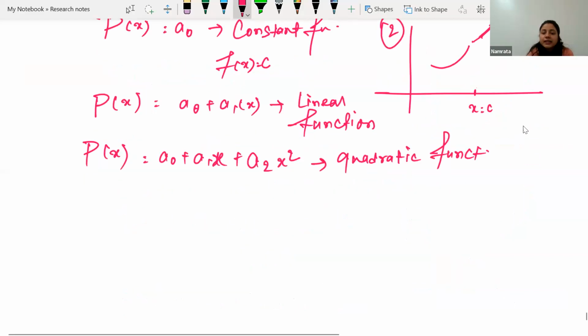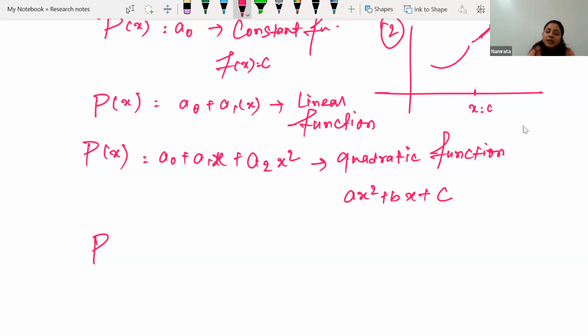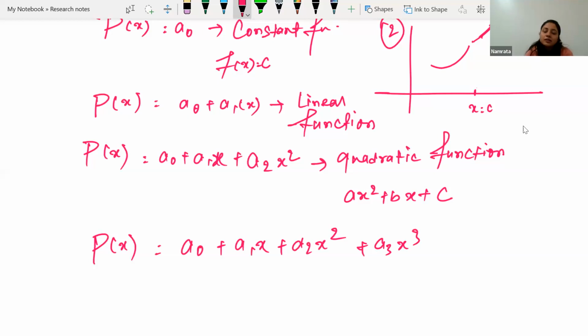We also call it a quadratic function, where we take ax square plus bx plus c, like this. Or if we take p(x) equals a0 plus a1x plus a2x square plus a3x cube, like that, then we call it a cubic function.